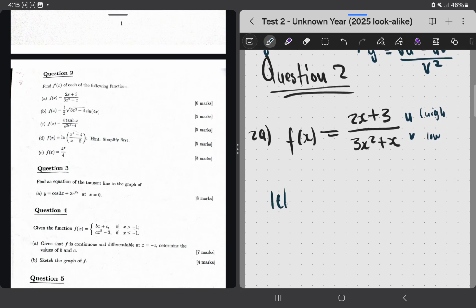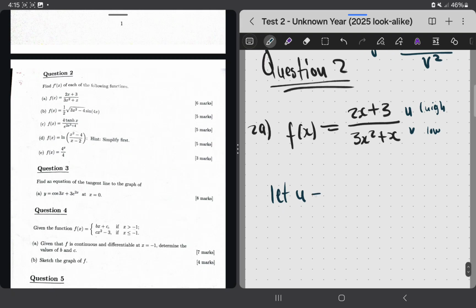First you're going to say, let u be the top, which is 2x plus 3. Don't skip any stage. That means v is 3x squared plus x. What is u prime? The derivative of 2x is 2, the derivative of 3 is 0. v prime is the derivative of 3x squared. You drop the power: 2 times 3 is 6, and you reduce the power by 1, so 6x, plus the derivative of x, which is 1.